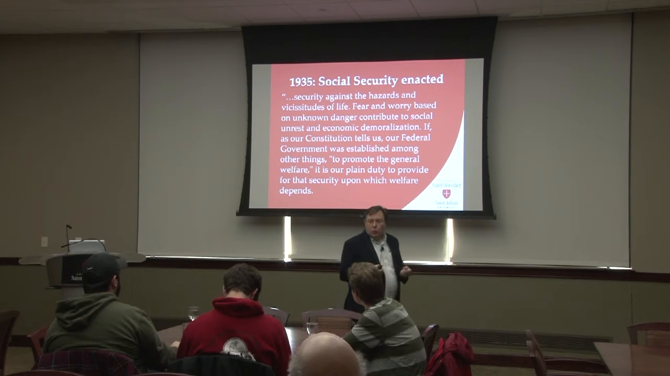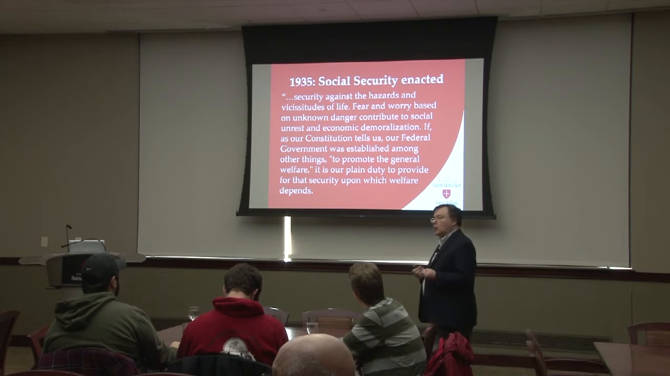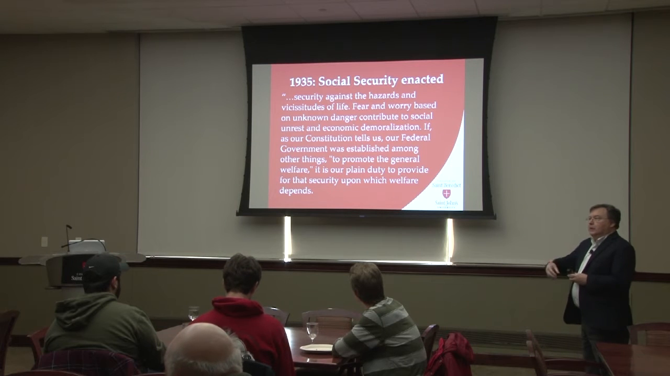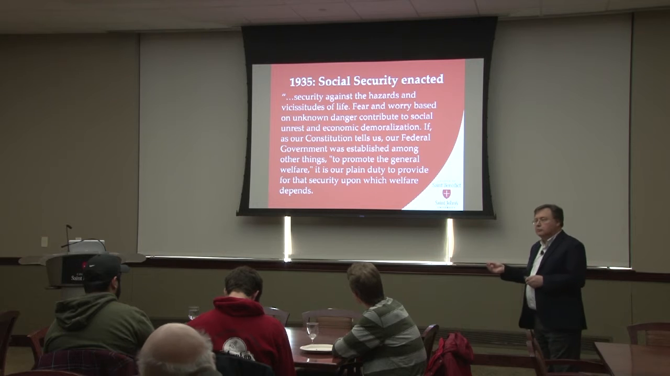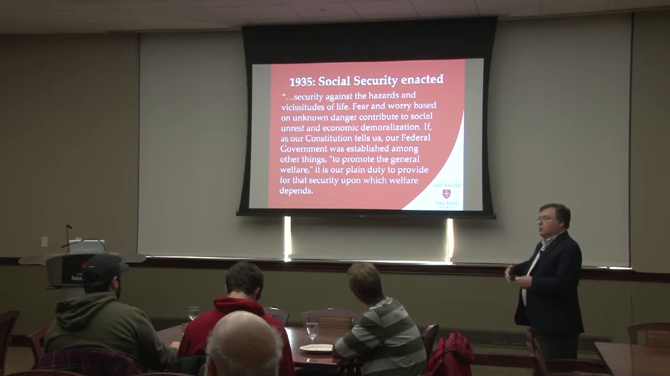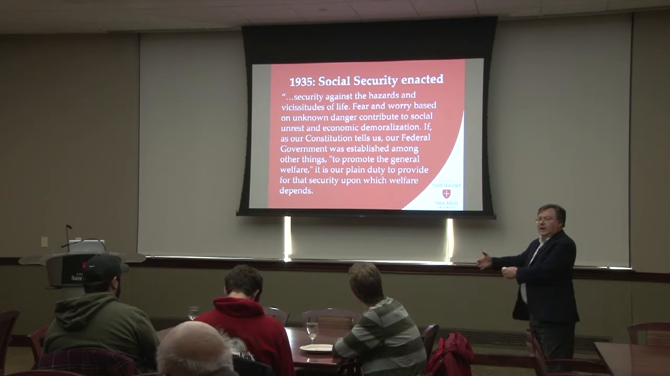So the original idea was, in 1935, that workers would pay a tax. That money would then be deposited in an account that the Social Security Administration would keep for the worker. And then when they reached a retirement age, they would get a fixed benefit.